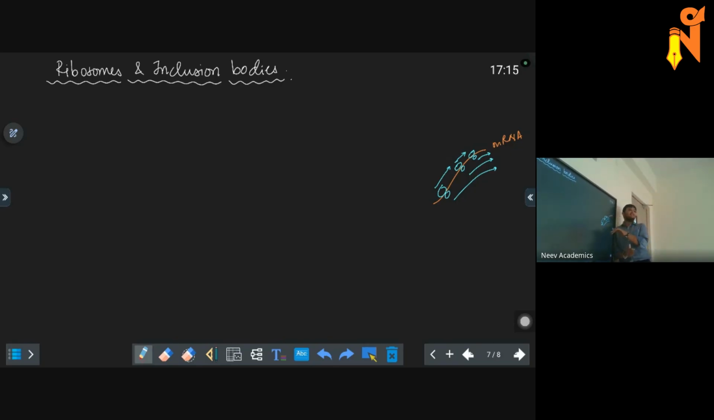And this structure, when one mRNA is associated with more than one ribosome at the same time to synthesize more than one protein, is called a polyribosome or polysome.